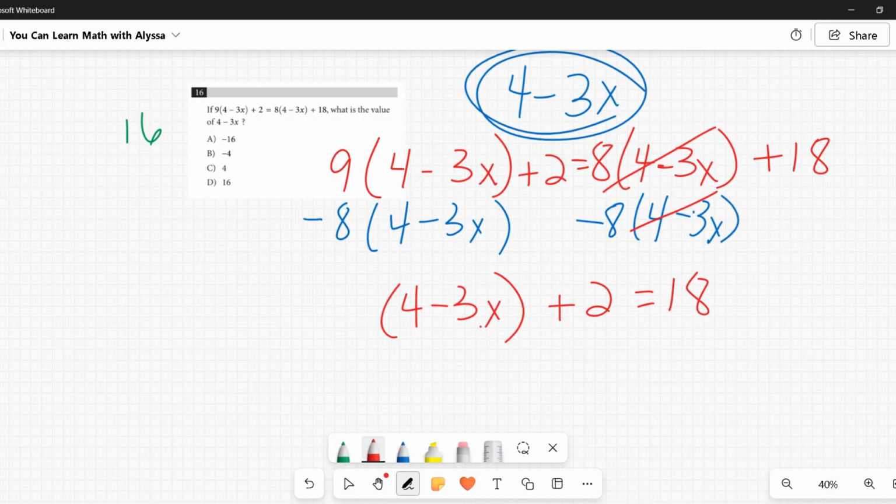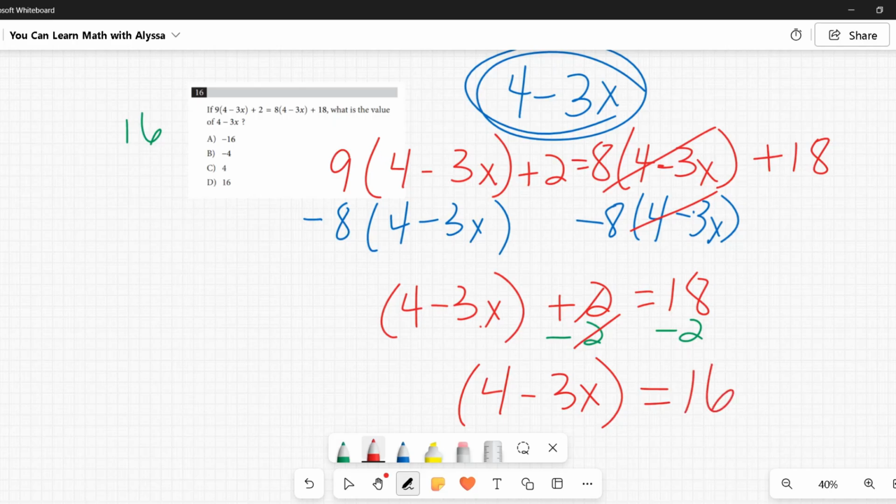Same sort of thing. 2 is being added to the 4 minus 3x. I want to undo that, so I'm going to subtract 2 from both sides, and I get that 4 minus 3x. Those have canceled out. And on the right, 18 minus 2 is 16. And that's it. That's my answer. It is D, 16.